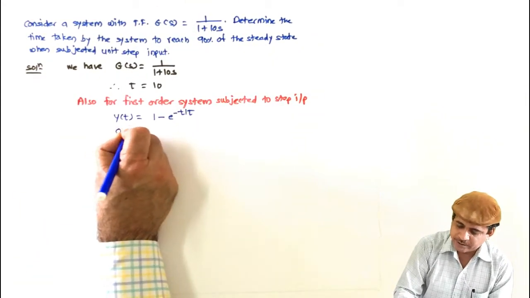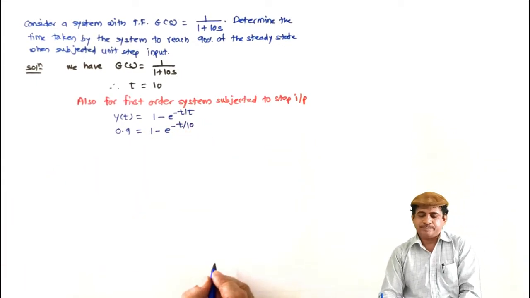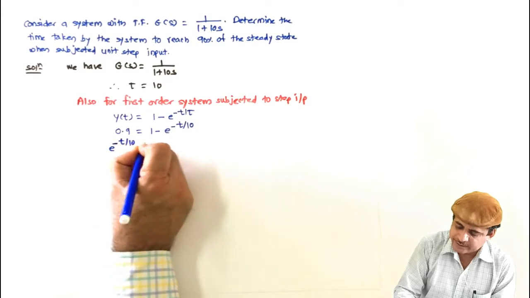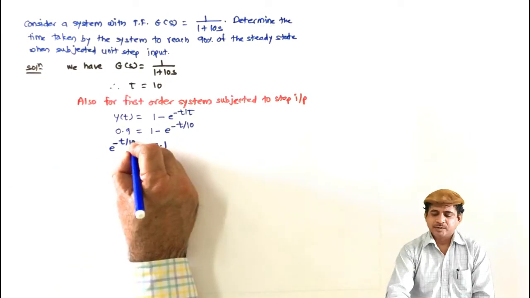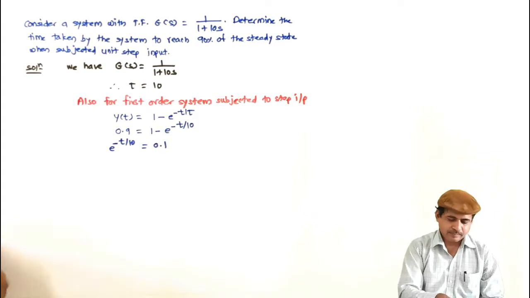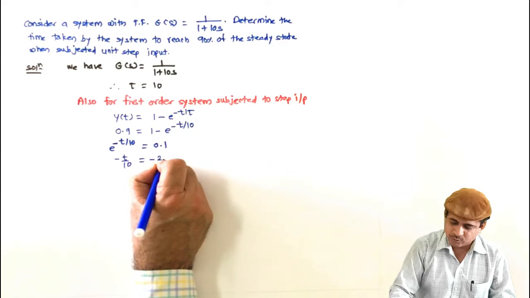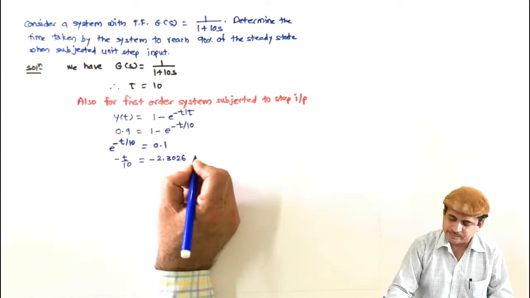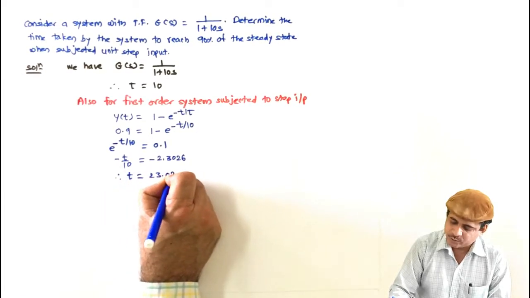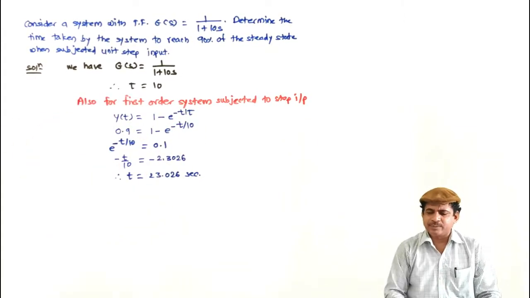So 0.9 is equal to 1 minus e raised to minus t by 10, because tau is 10, and hence e raised to minus t by 10 is equal to 0.1. Now taking natural log, we get minus t by 10 is equal to minus 2.3026, and hence time taken will be 23.026 seconds. Very simple.